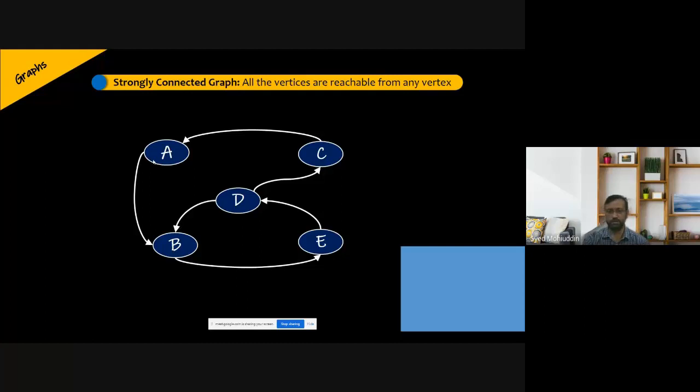If we start from A, we move to B. From B, we can visit E. From E, we can visit D. From D, we can visit C.